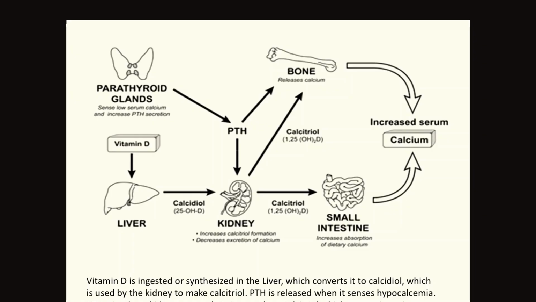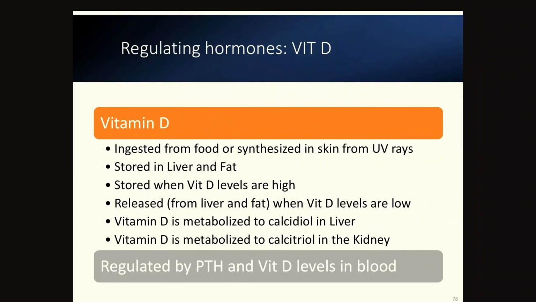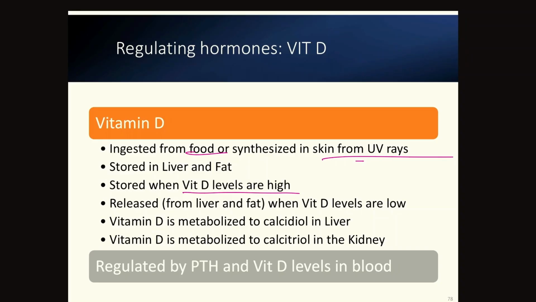Calcitriol is the different versions of vitamin D. So again, ways to raise calcium if we have to. Vitamin D from food or from UV rays is stored in our liver and fat when vitamin D levels are high. So once you saturate your body with vitamin D, we'll store the rest of it. Some of the other things we don't store, we just pee out. So if you start taking supplements, you have very expensive pee because you'll pee a lot of that out. When vitamin D levels are low, we release it from the stored places.